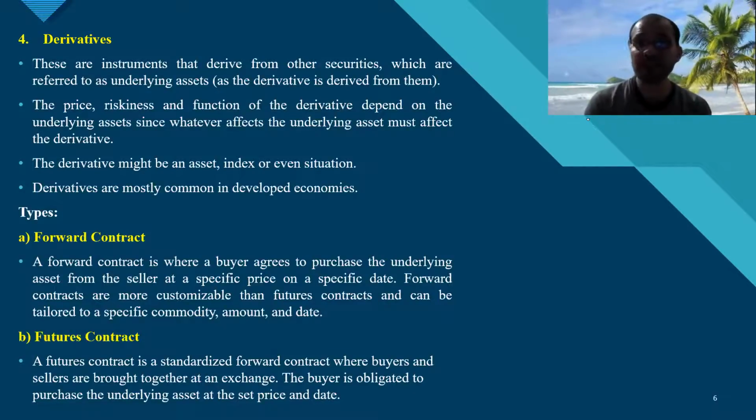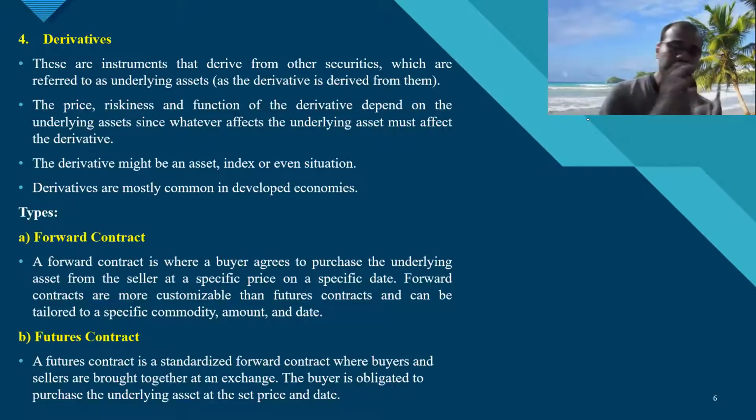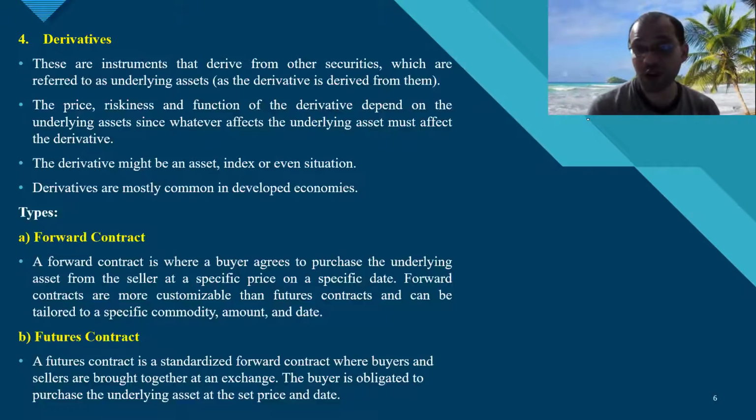These are instruments that derive from other securities, which are referred to as underlying assets. Underlying assets are those assets based on which the value is derived in the contract. Such a contract is called a derivative contract. Here, the price, riskiness, and functions of the derivatives depend upon the underlying assets, since whatever affects the underlying asset must affect the derivatives too.